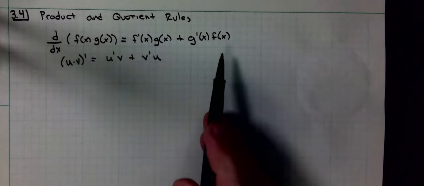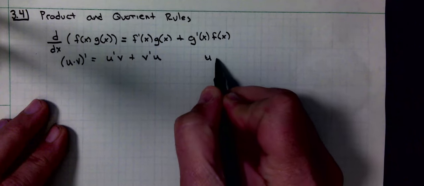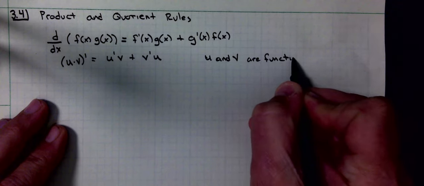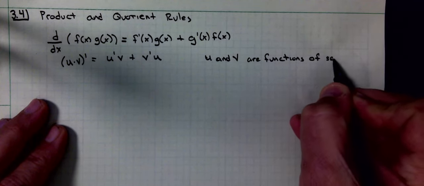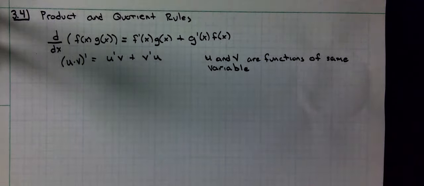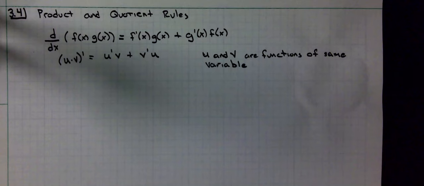I write it a little bit differently. I'm going to say that u and v are functions of x. Write it u prime v plus u v prime. First derivative times second, plus second derivative times first. That's to make the notation a little bit shorter. In this case, u and v are functions of the same variable. So anytime I have a product rule problem, I always start out with a template, and I'm going to solve that.